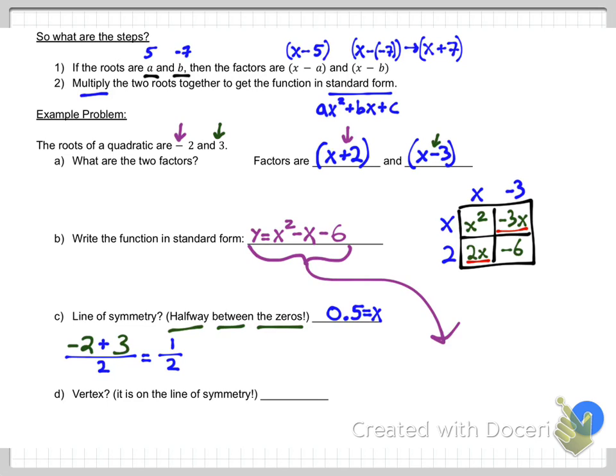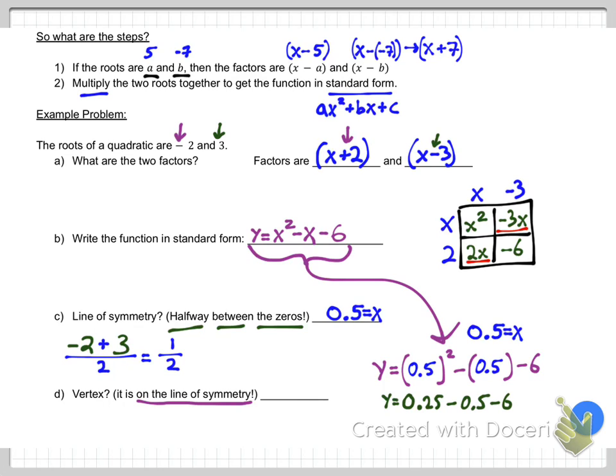For the vertex, we're going to find it by using the line of symmetry, because it's on the line of symmetry. So when x is 0.5, what is y? Well, to get that, we can just plug it into the equation or the function. So 0.5 squared minus 0.5 minus 6. And when you calculate it out, you can honestly just type that in your calculator. Y is negative 6.25. That means our point, the vertex, is 0.5, comma, negative 6.25.